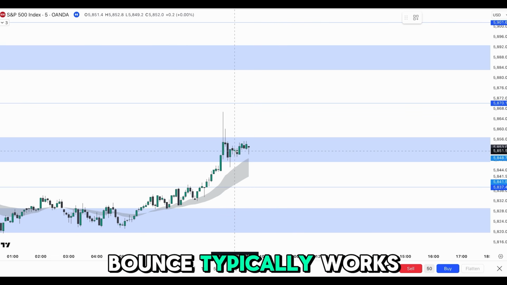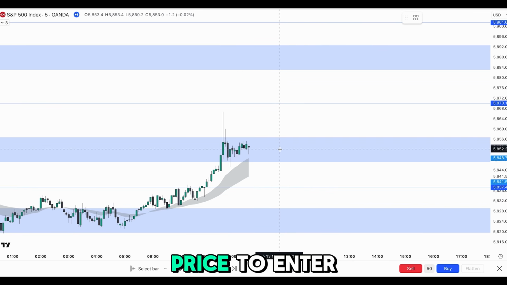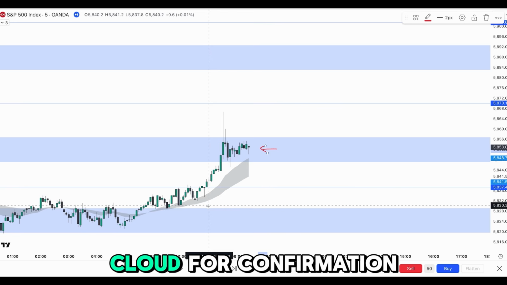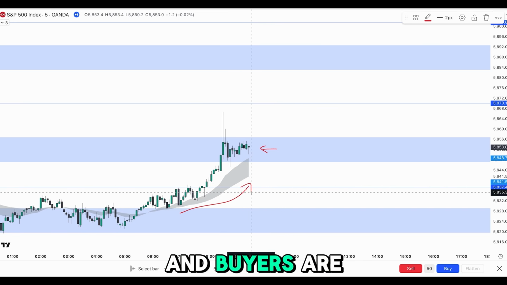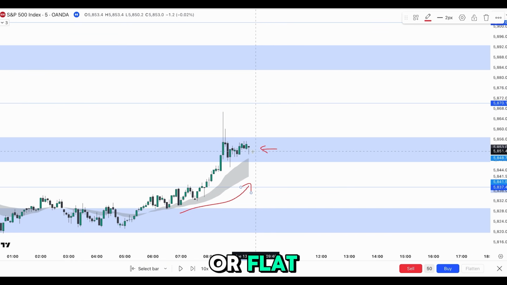And the cloud bounce typically works like this inside the LCE model. First step is for the price to enter a supply and demand level. Then we look at the EMA cloud for confirmation. If it's sloping up, it means we're in an uptrend and buyers are in control. If it's sloping down, it means we're in a downtrend and sellers are in control. If it's choppy or flat, it means we're ranging and no one is in control.